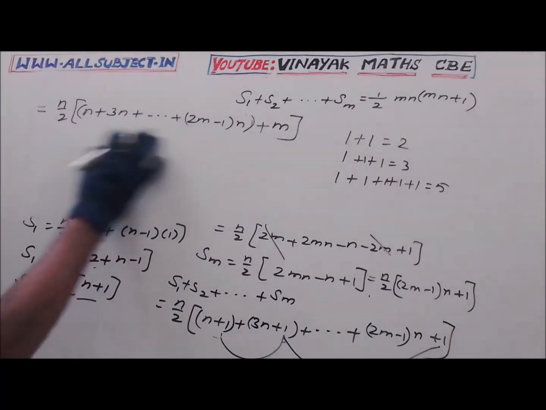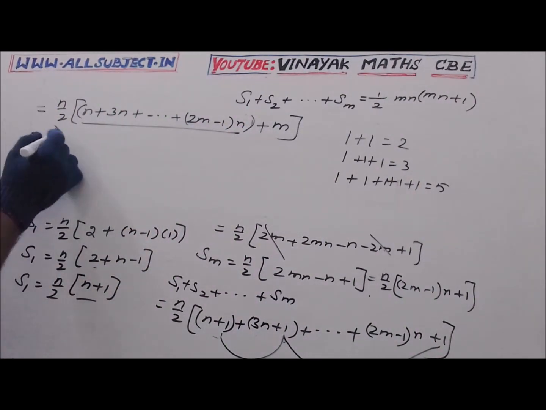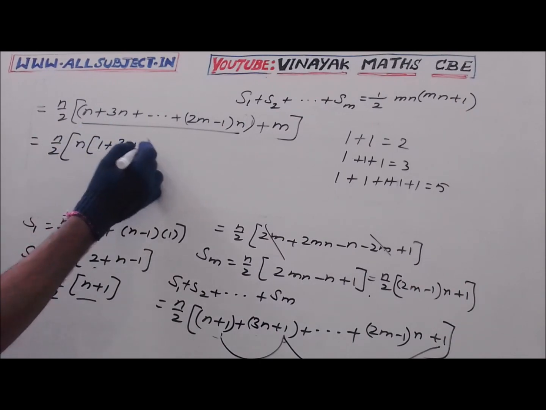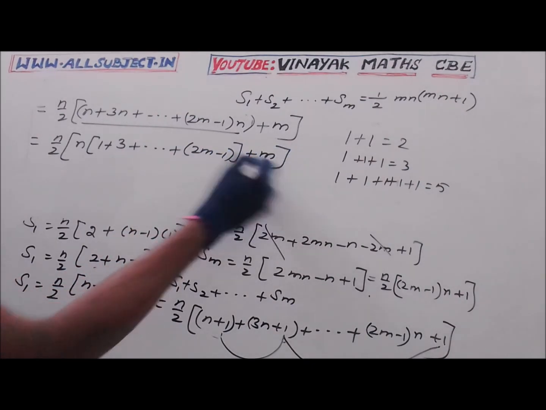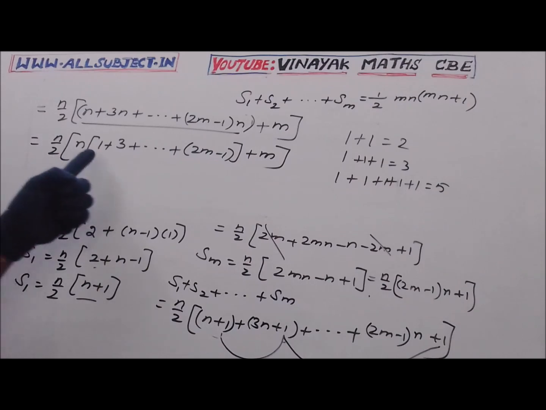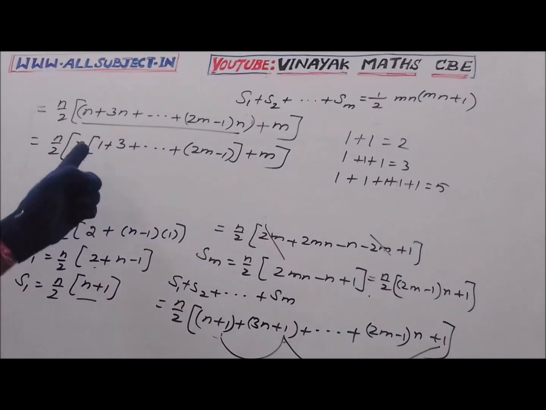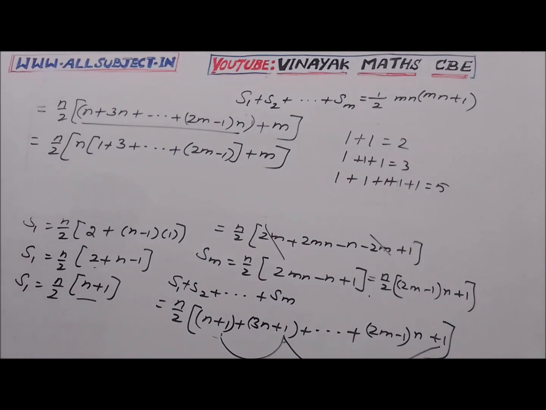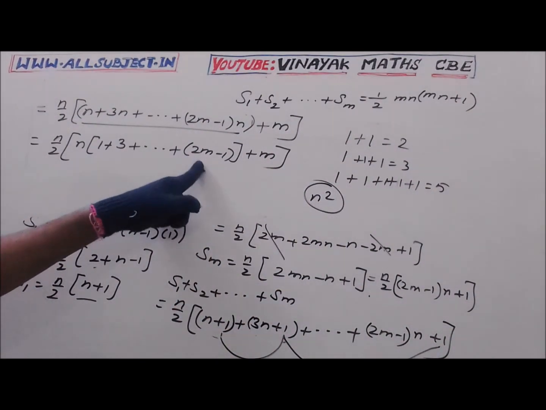Taking n as common from these terms, we will get n by 2 into n into 1 plus 3 plus etc. plus 2m minus 1 plus m. Now look here. This is the sum of first n odd numbers. The sum of the first n odd numbers is equal to n square. So here we have 2m minus 1.